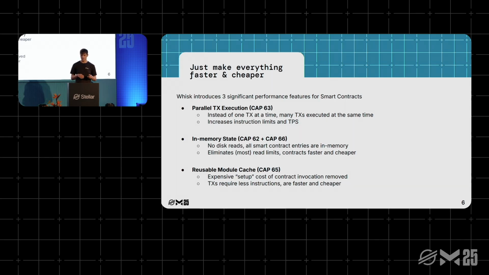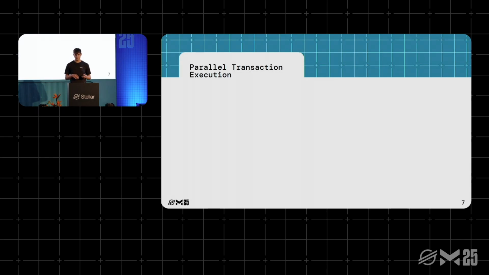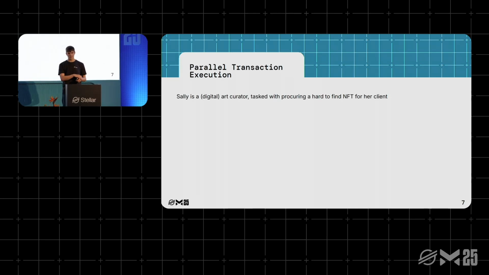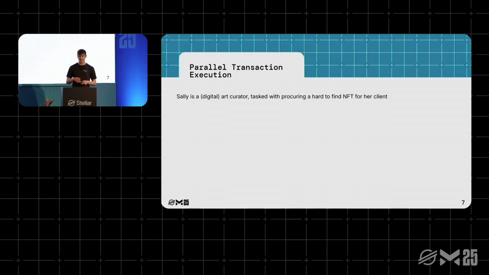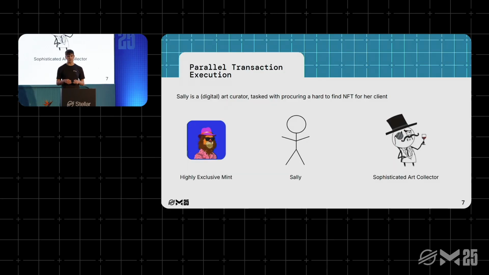First, parallel transaction execution. To set the stage for how this works, I want to give a very simplified example. In our example, we're going to have Sally. Sally is a digital art curator, and she is tasked with buying the most exclusive NFT drop for her client.